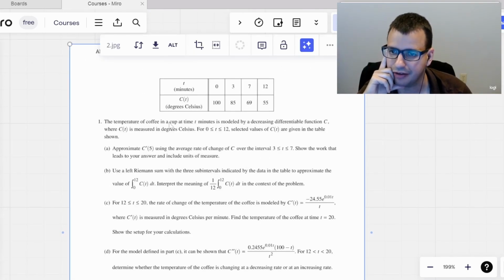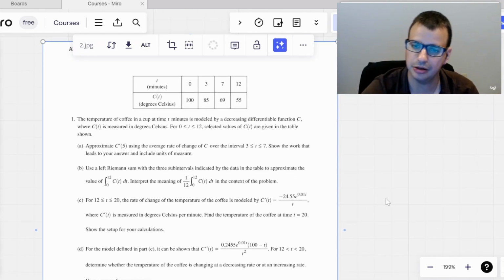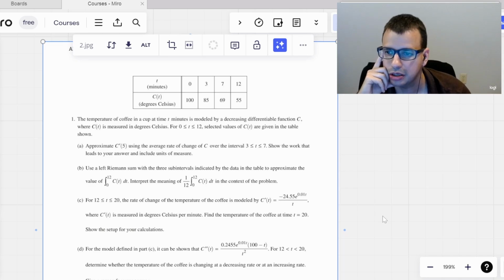The temperature of coffee in a cup is modeled by a decreasing differentiable function C. So it looks like the temperature starts warm and gets less warm after 12 minutes. C is measured in degrees, for 0 less than t less than 12, per the table above. Approximate C prime of 5 using the average rate of change over the interval from 3 to 7. The work leads to the answer.